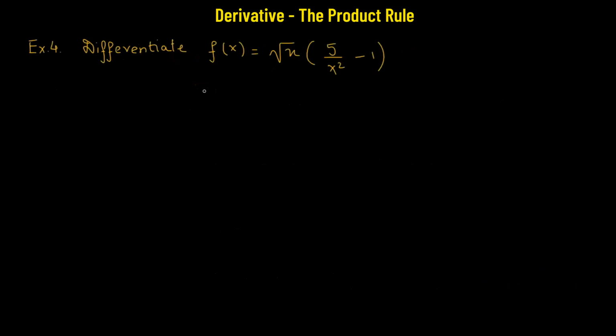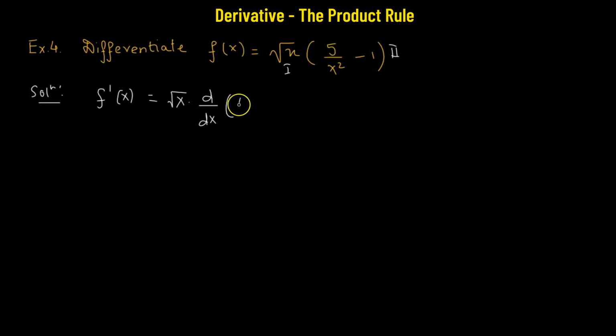We need to differentiate the function f of x, which is given by the product of square root of x with 5 over x squared minus 1. So let's try this out. So f prime of x, which is the derivative of f of x with respect to x, will be equal to, so we'll take the square root of x as the first function and 5 over x squared minus 1 as the second function. So we take the first function and multiply it by the derivative of the second function, which is 5 over x squared minus 1.